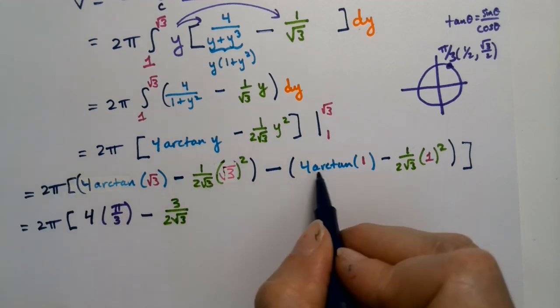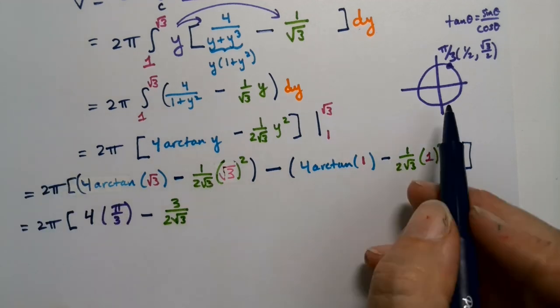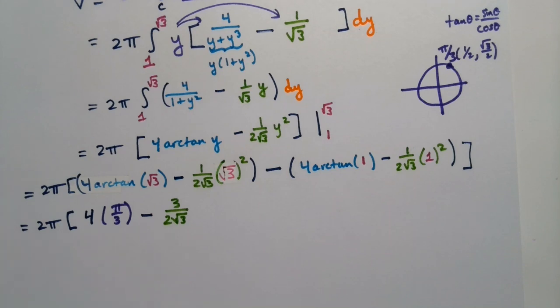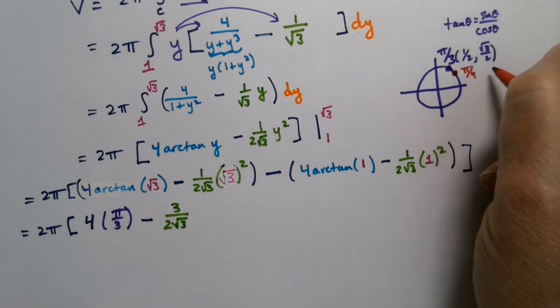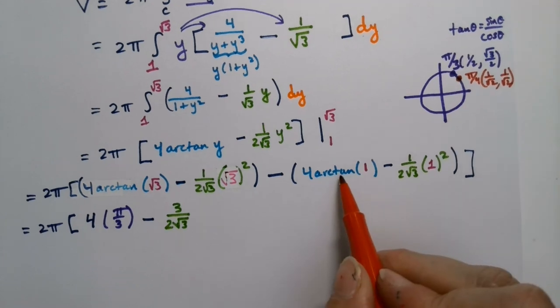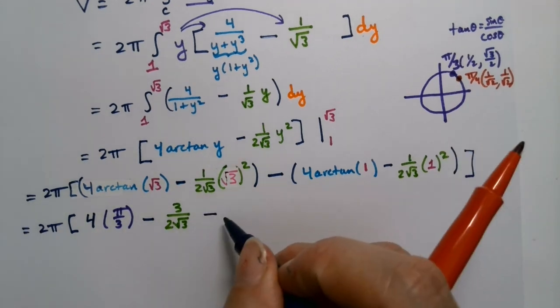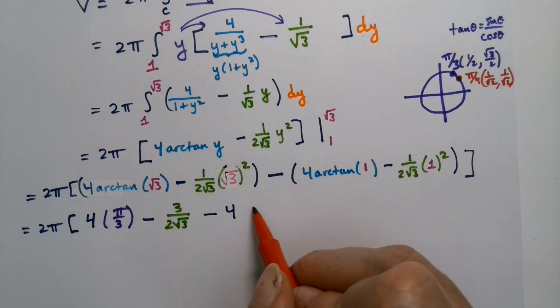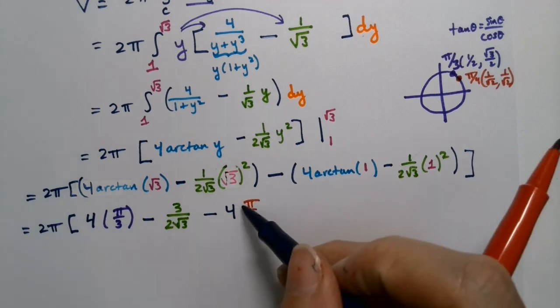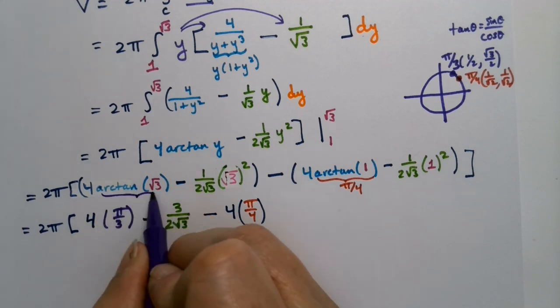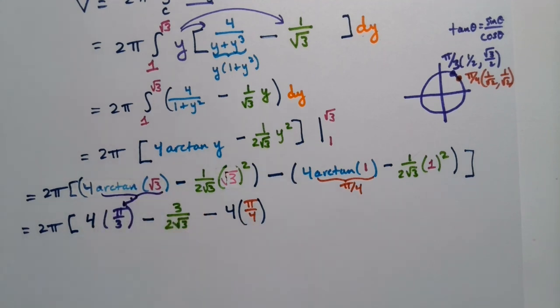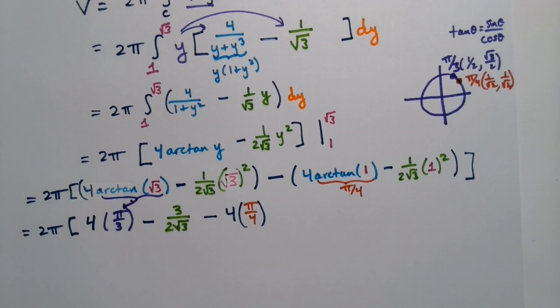All right, then minus 4, there's another one, arctangent of 1. So if the tangent of this angle is 1, that means the angle had to have the same sine and cosine, which is pi over 4, because then the sine and the cosine are the same value, and it works out. So this is pi over 4. So minus 4 times pi over 4. Right? So this guy right here is pi over 4. This guy right here is pi over 3. Right? I'll say 4 pi over 4 minus, and then that's a 1 over 2 square root of 3.